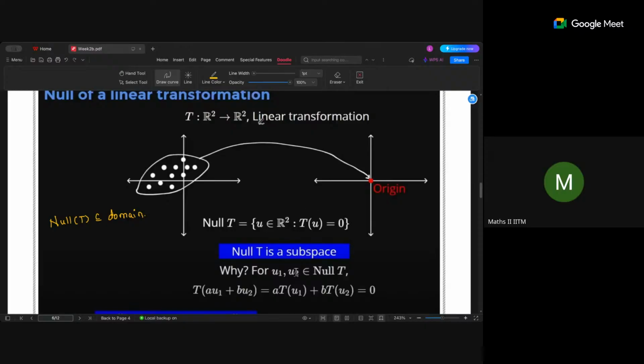Since here both the domain and codomain are the same, in this particular scenario you might not find any significant differences. But later on, when you have transformations from a different domain to codomain, you will understand the significance of the point which I am telling now. So null is a subset of the domain, and null is also a subspace.